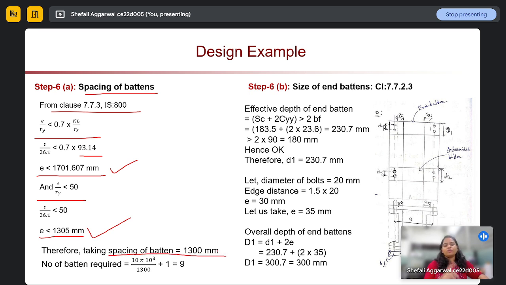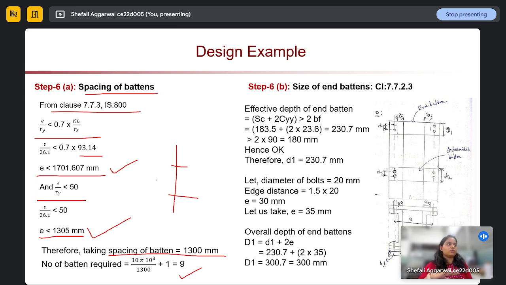Now we have the column design and the spacing between battens. Based on this, we can calculate the number of battens required. The total column length was 10 meters, divided by the batten spacing of 1300, plus one extra. So the total number of battens required is 9. This is the basic design of how many battens we require and how we are designing them.